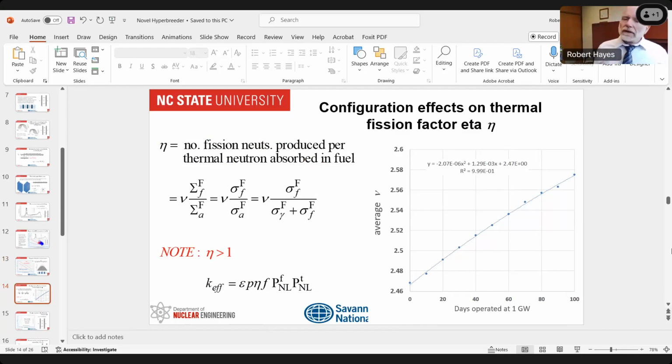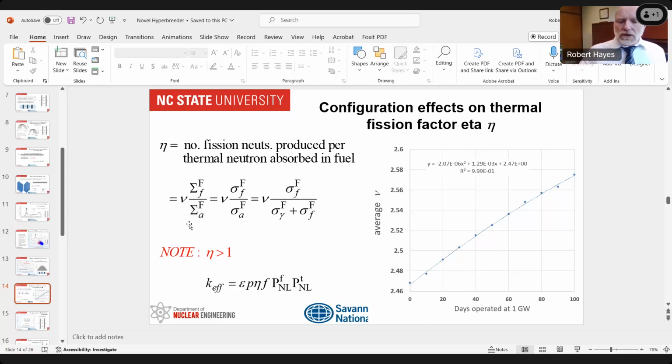And so there's a common paradigm in our discipline that you cannot have breeding in a thermal reactor because eta is not large enough. That would be true if everything else was the same, but everything else is not the same. And so eta does not prevent breeding in this reactor. What is eta? Eta is the number of fissions per thermal neutron absorbed in the fuel, and you can calculate it by this formula for nu, where you're looking at the macroscopic fission cross-section for the fuel versus the total macroscopic absorption cross-section for the fuel. And so this number is fixed.